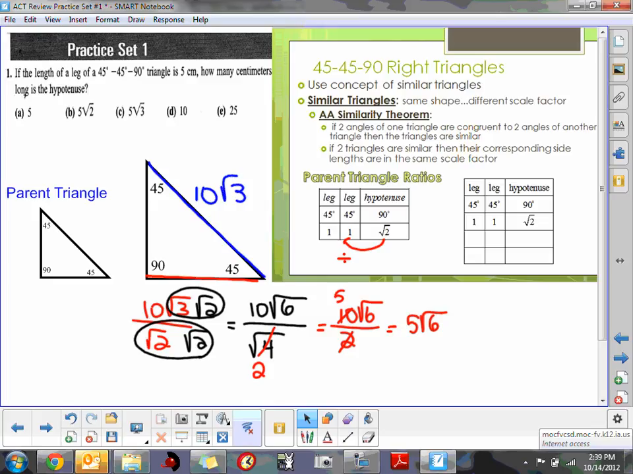So that's my demonstration of how we can efficiently get back and forth between the leg and the hypotenuse of a 45-45-90 right triangle. Just quick multiplication or division by the square root of 2.